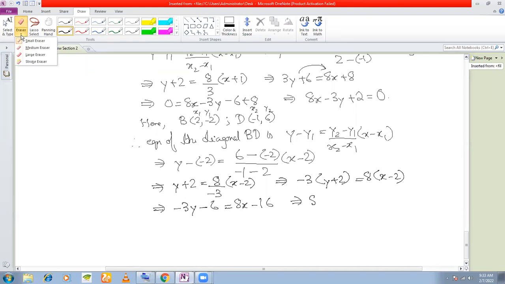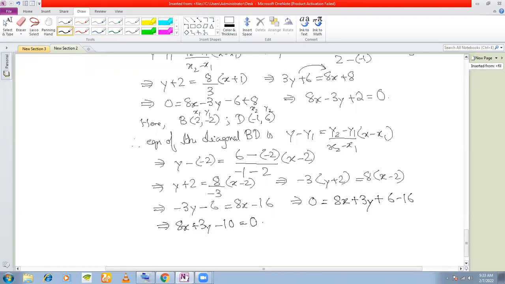Now you take everything on the right hand side. So you get 0 is equal to 8x plus 3y plus 6 minus 16. You get 8x plus 3y minus 10 is equal to 0. And that is the required equation of the other diagonal BD. Okay, so what are the equations of the diagonals? This is one equation we have got. What is the other equation we have got? Okay, so that is what your diagonals are.